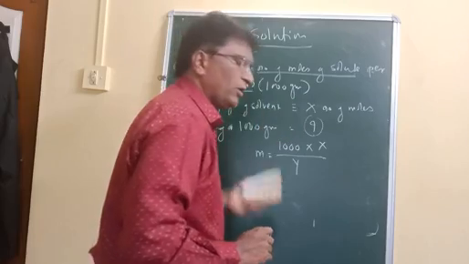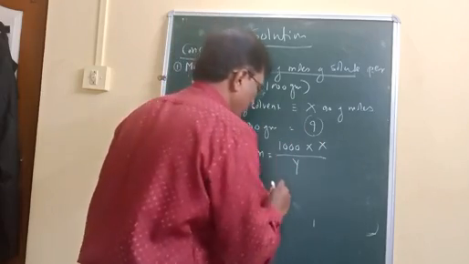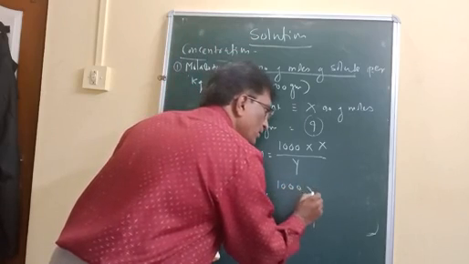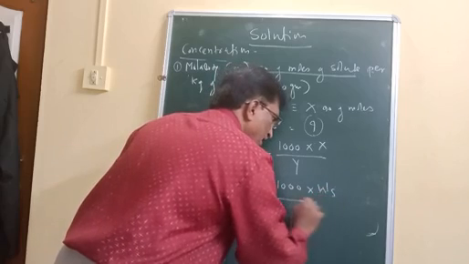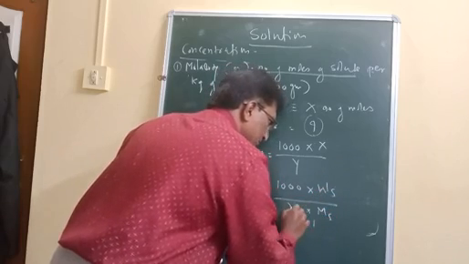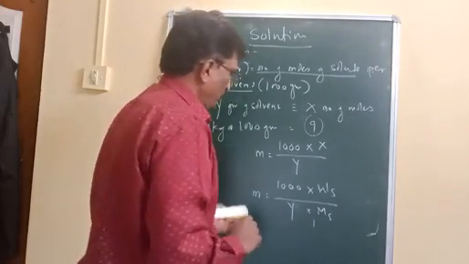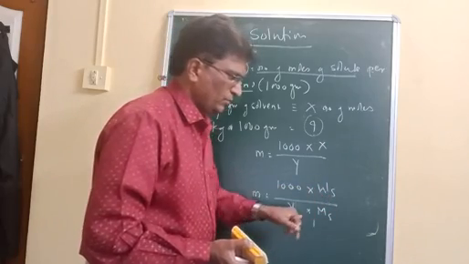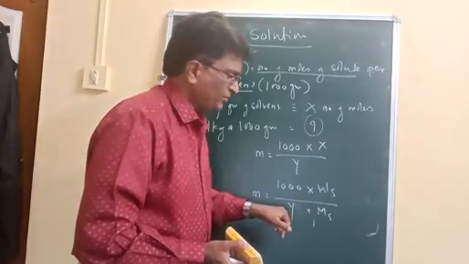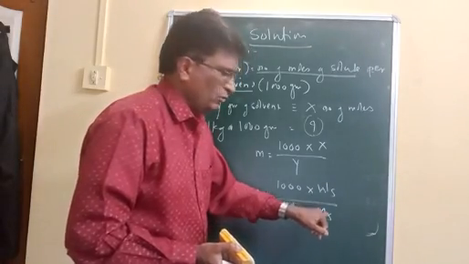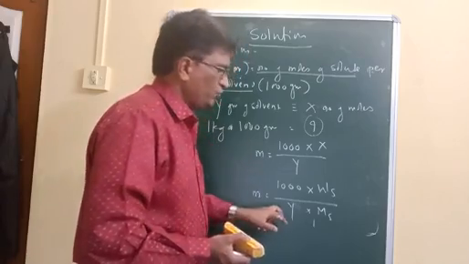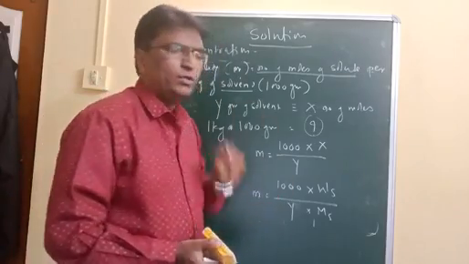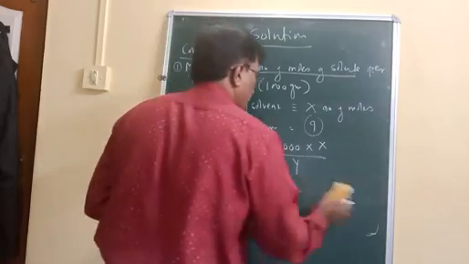Now x, we know what is x? Number of moles can be calculated by x is equal to Ws by Ms. And therefore this is the formula for calculation of molality. If we know weight of solute, weight of solvent and molecular weight of solute, then molality can be calculated. This y should be in gram. Then we can calculate molality of solution.